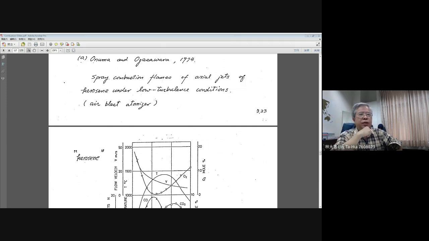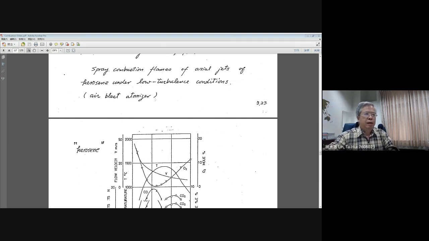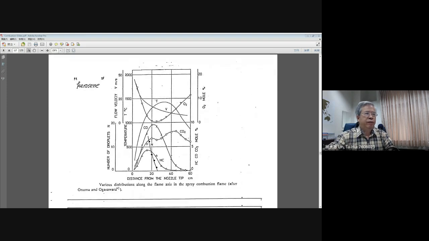The second condition is that they use kerosene. Kerosene has a lower boiling point, which means it is easier to gasify in a hot temperature environment, so the liquid droplets can easily be gasified to produce fuel vapor to support the spray flame burning as a gaseous diffusion flame. Now let's look at the first figure.